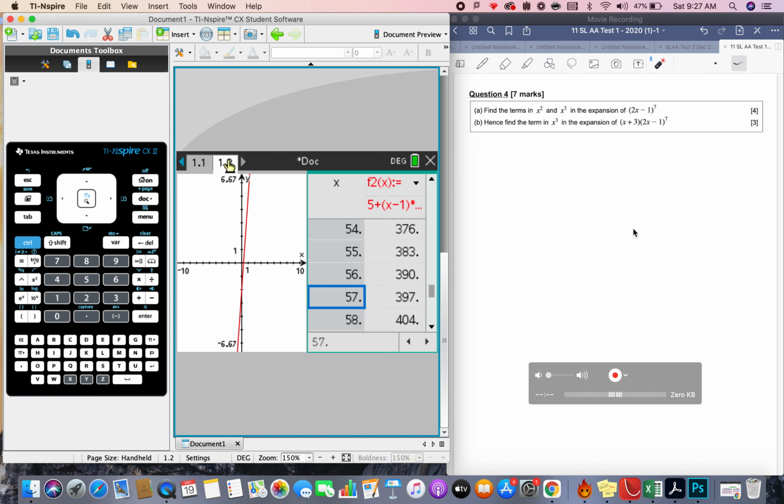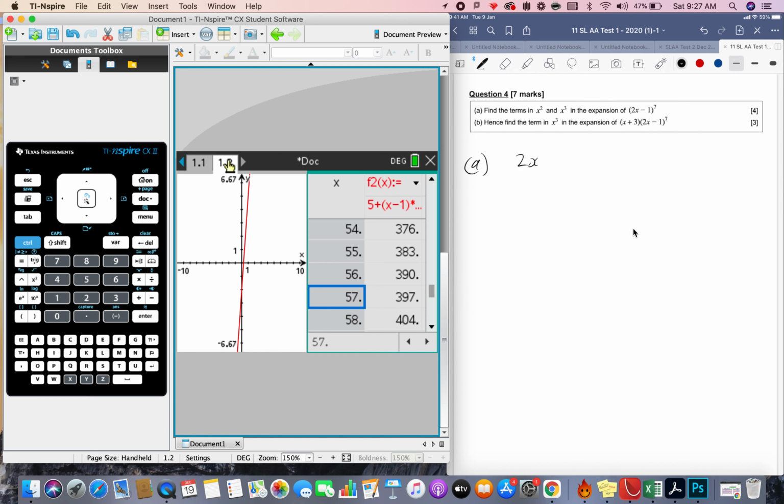Okay, question 4. Find the term in x squared and x cubed in this expansion. All right, so it looks like a fairly straightforward expansion for 4 marks. That looks good. Let's just write out the question here. 2x minus 1 to the 7 and the term in x squared.